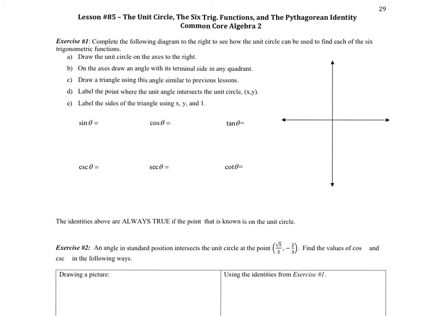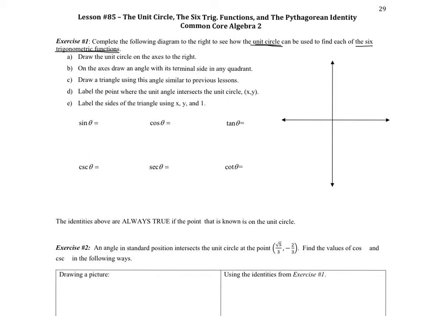In this lesson, we're going to start to make some connections between the unit circle and what we're going to be doing in graphing in the second half of the unit. So in my directions, it says complete the following diagram to the right to see how the unit circle can be used to find each of the 6 trigonometric functions.